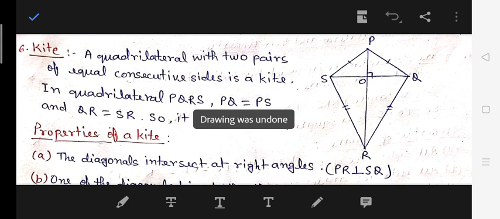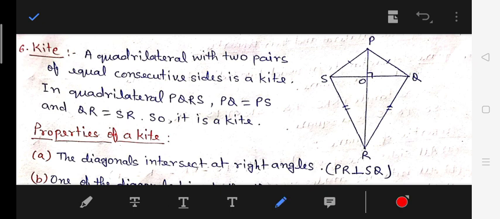Now next, kite. So a quadrilateral with two pairs of equal consecutive sides is a kite. You can say that a quadrilateral in which both pairs of adjacent sides are equal, that is called a kite. So here adjacent sides, here I am going to explain PS and PQ. These are adjacent sides and both are equal.